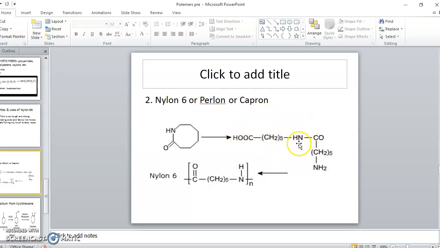From one aminocaproic acid a hydrogen is removed, and from the other, from the COOH group, an OH is removed. So you get an amide linkage. So this is actually a dimer of aminocaproic acid. Dimer means 2 units are combined. Upon polymerization you will get nylon 6. This is nylon 6: C double bond O, single bond CH2 5 times, single bond NH, n times. This is nylon 6, which is also called perlon or capron.